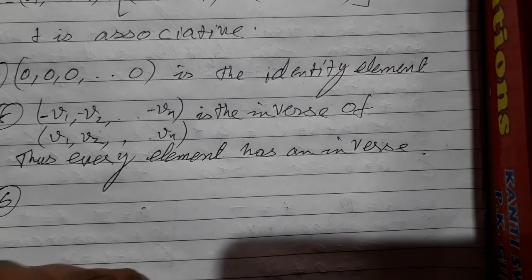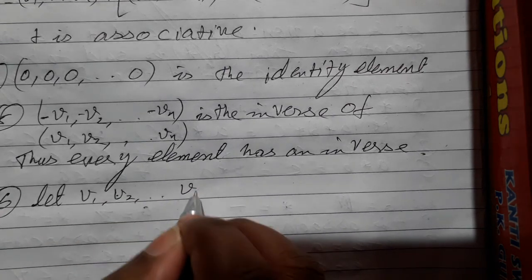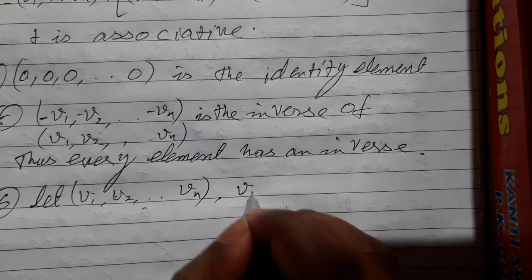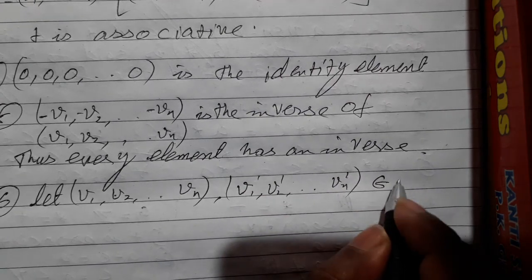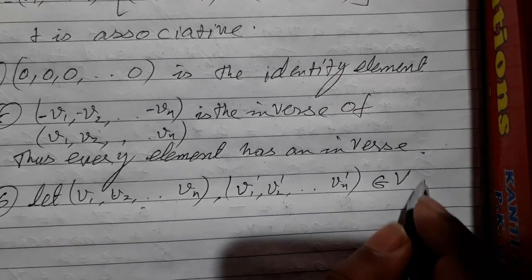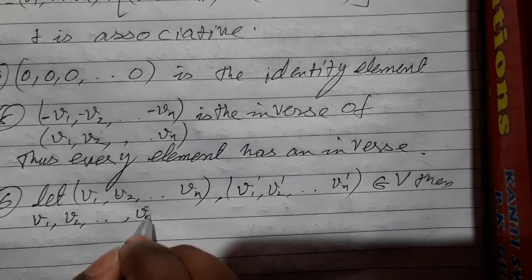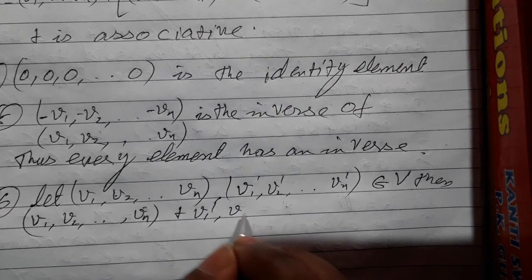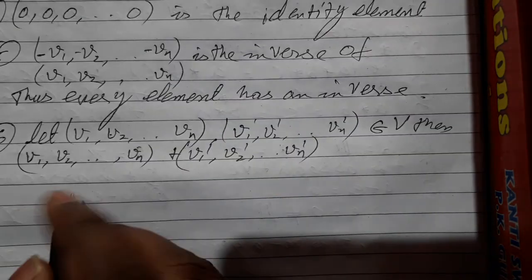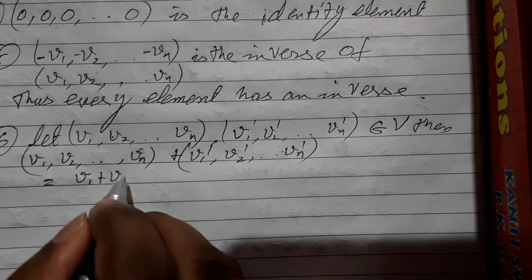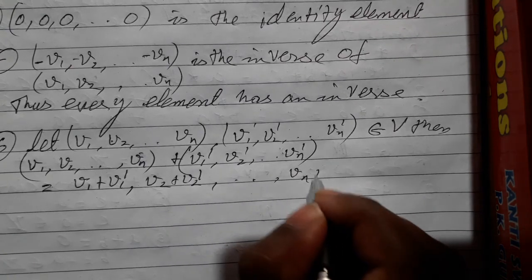Next is number 6. We want to show abelian. So we'll take two elements. This is one element, v1, v2, vn, and another element I take v1 dash, v2 dash, vn dash, which belongs to V. Then what will happen to this? v1, v2 till vn plus v1 dash, v2 dash till vn dash will be equal to v1 plus v1 dash, v2 plus v2 dash, so on till vn plus vn dash.